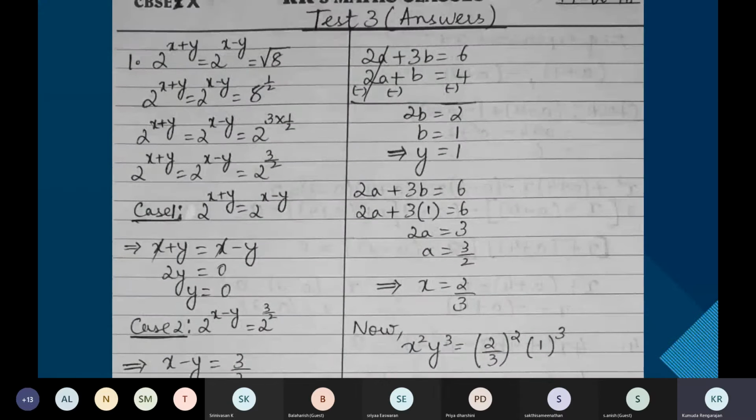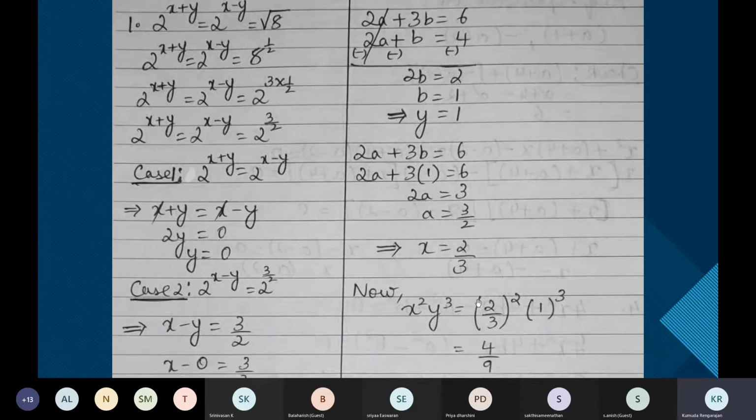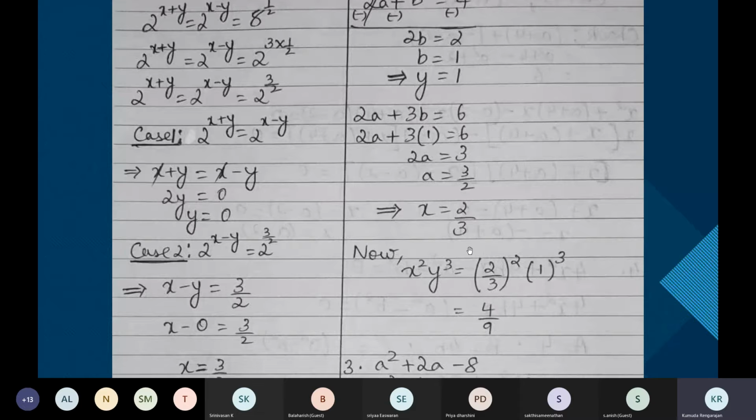You can see the working here. So on solving the two equations, we find the values of b and a. And we know that 1 by y is b. So you know all this, children. We have finished this chapter. So b is 1, so y is 1. a is 3 by 2, which means x is 2 by 3. And the value of x squared y cubed will be (2 by 3) the whole squared, y cubed is 1 cubed, which is 4 by 9.